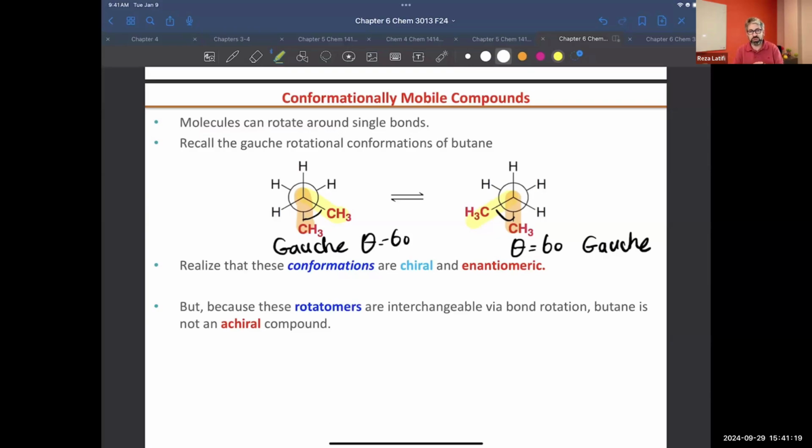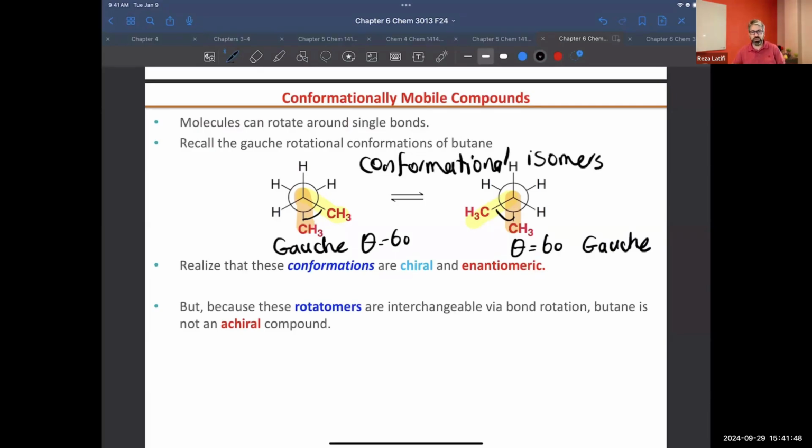What's the relationship between these two? We said if you get two different 3D geometries by rotation around a single bond, you will get stereoisomers, and those two isomers we call conformational isomers.